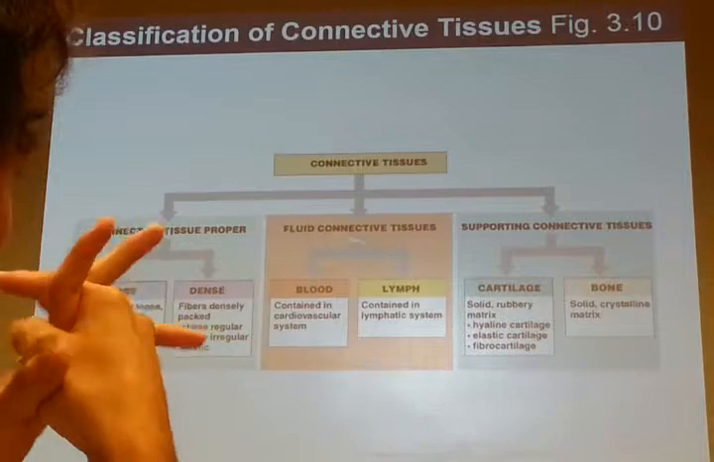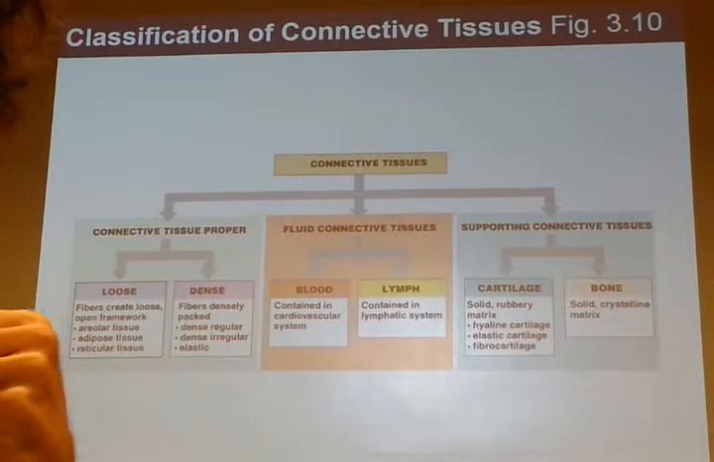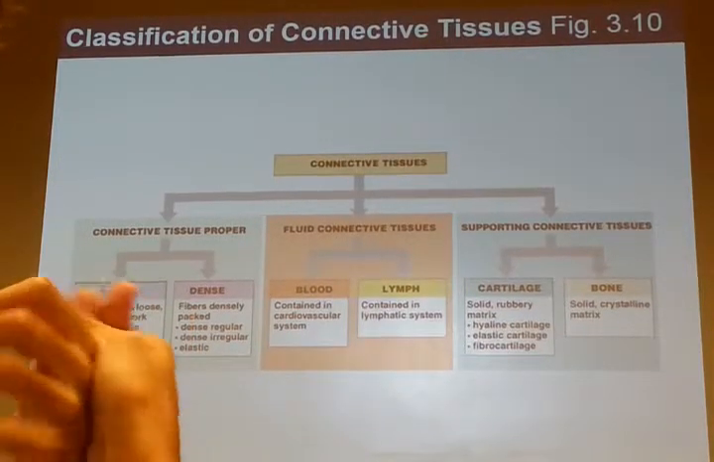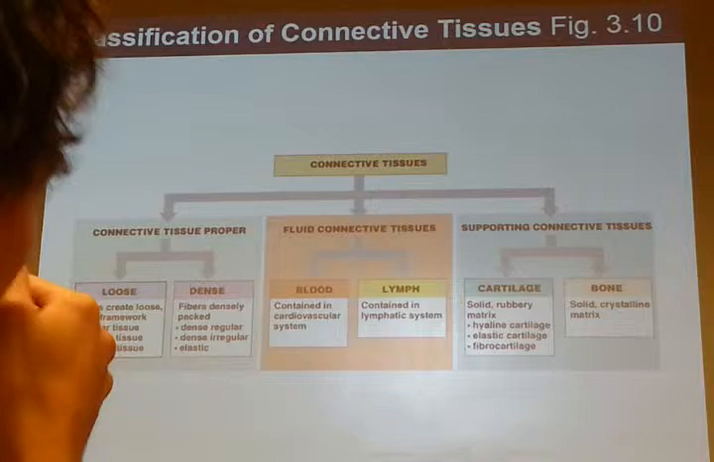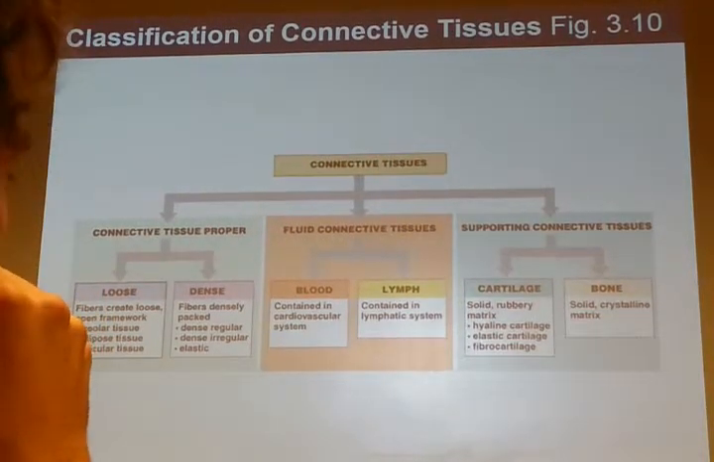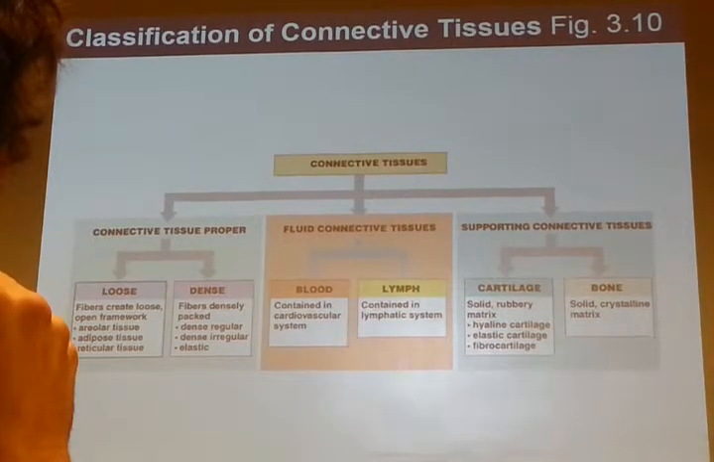Blood is a fluid connective tissue, as is lymph. So these are meant to carry things from one part of the body to the other. So they're classified as a connective tissue because of this traveling throughout the body, but very different from connective tissue proper or supporting connective tissue.